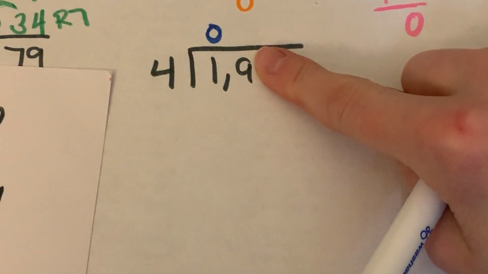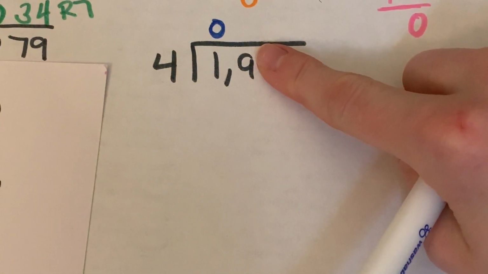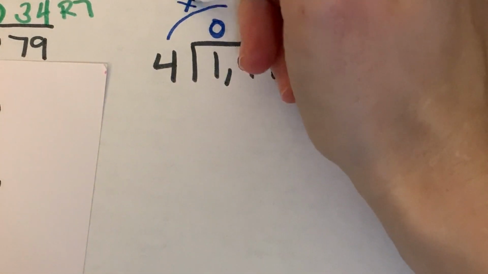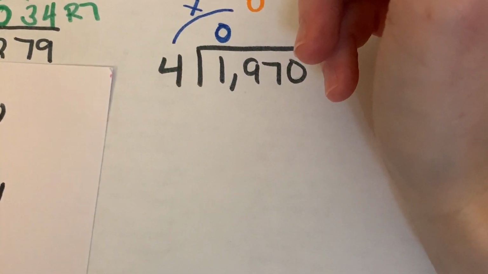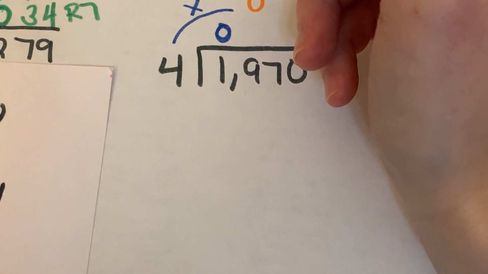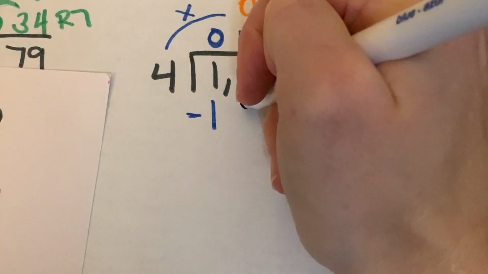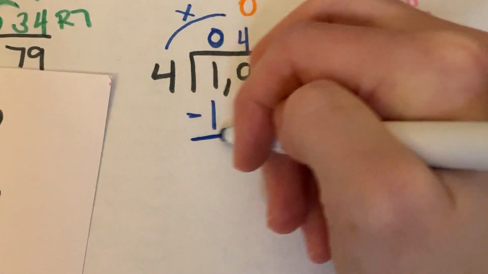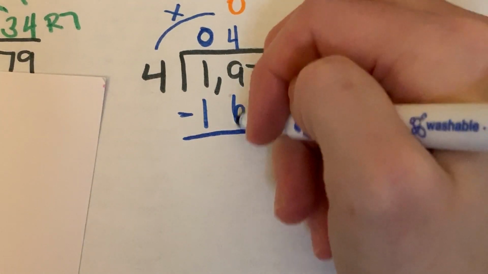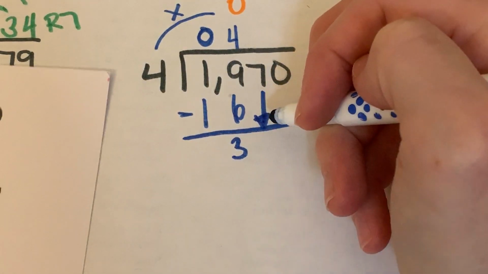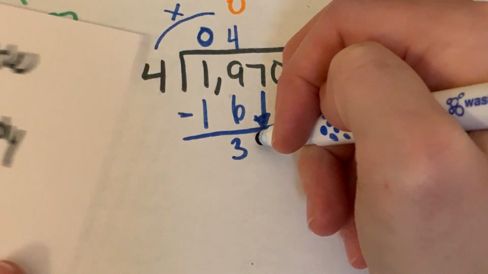4 times what gives me 19? Okay, well, I know that's not going to come out nicely. So 4 times 4 gives me 16. 4 times 5 gives me 20. I'm going to have to go with the 4. I'm going to subtract the 16. And then I have 3 left over. I'm going to bring down my next one, 7.